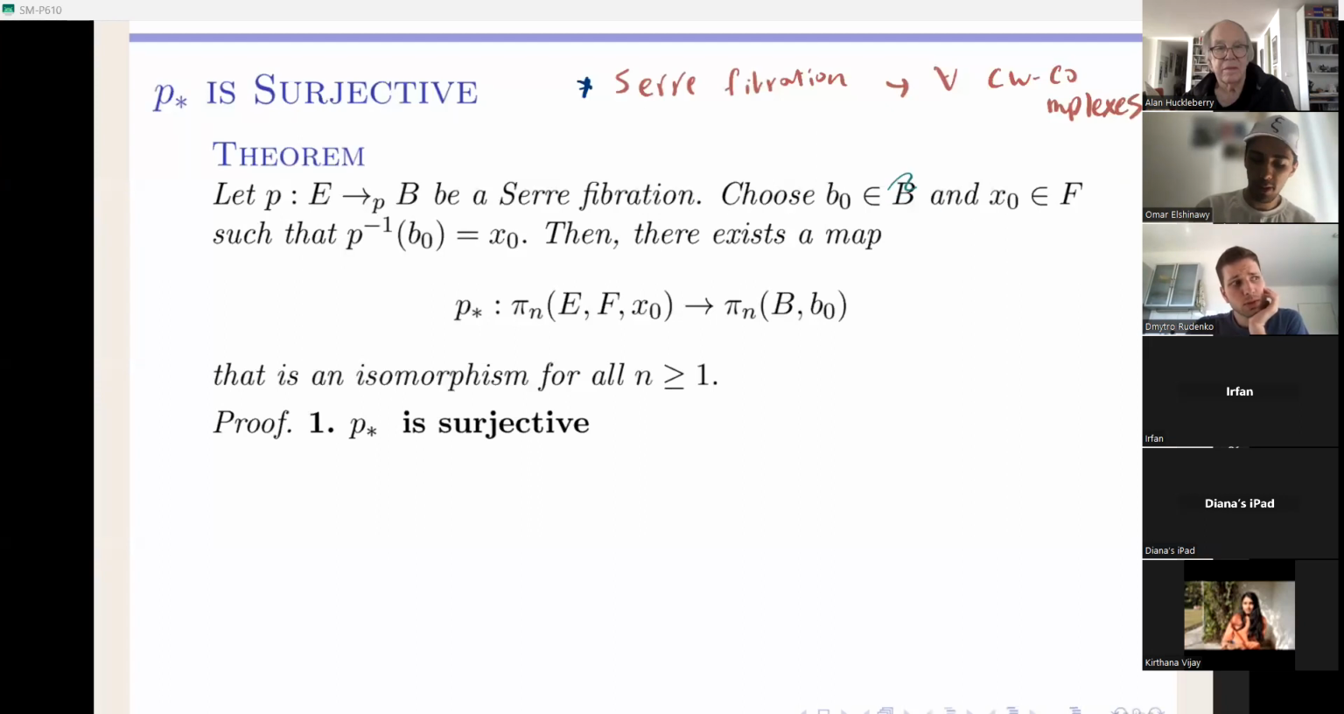So we have this setup. We choose a point B naught, and we choose an X naught such that the pre-image of B naught is X naught. So the situation looks something like this.